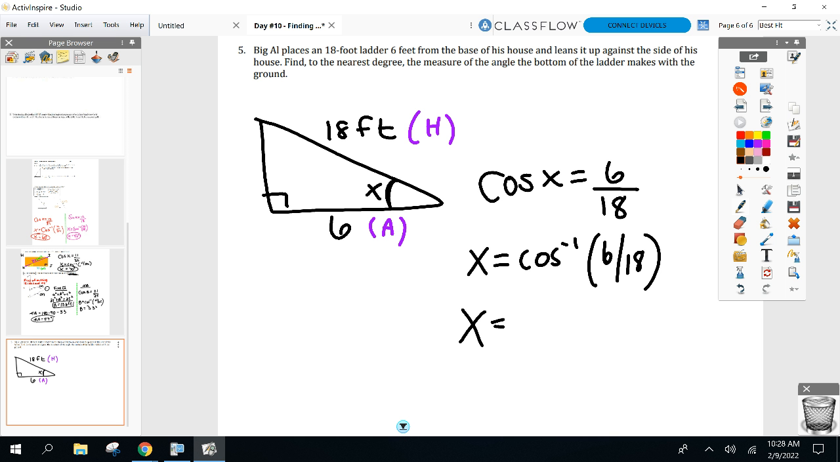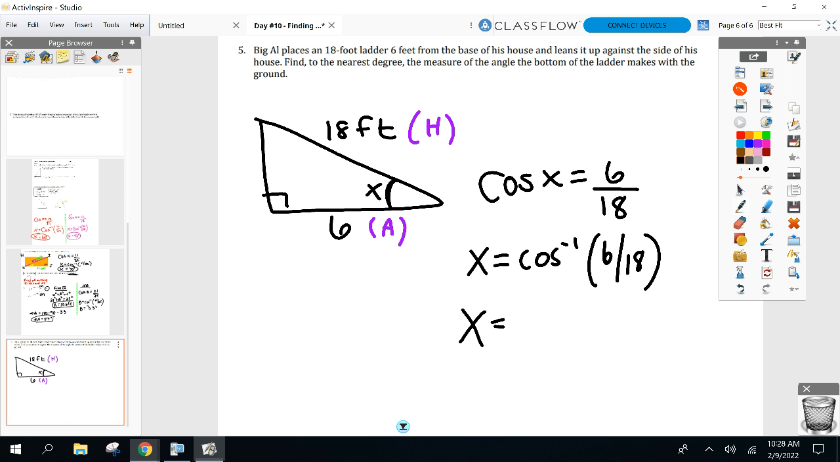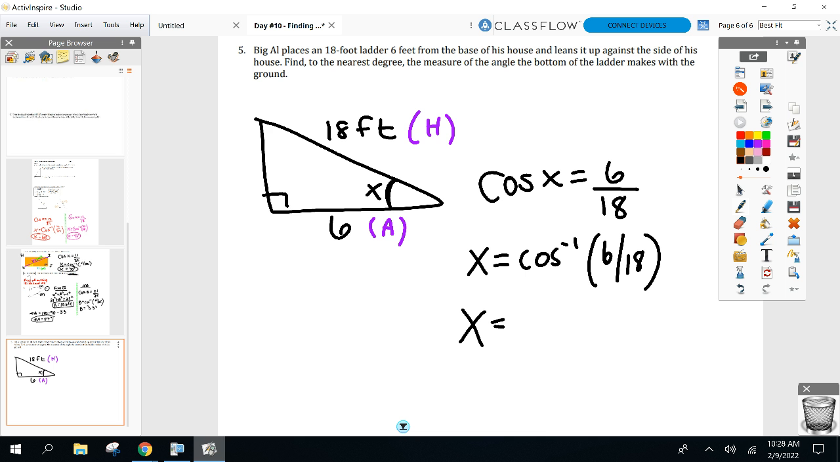Find the angle the ladder makes with the ground to the nearest degree. So when you're ready, nearest degree. Doesn't exist. 71.